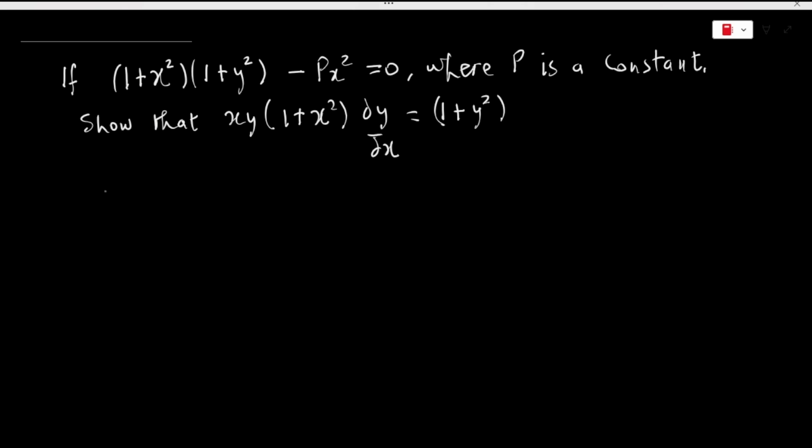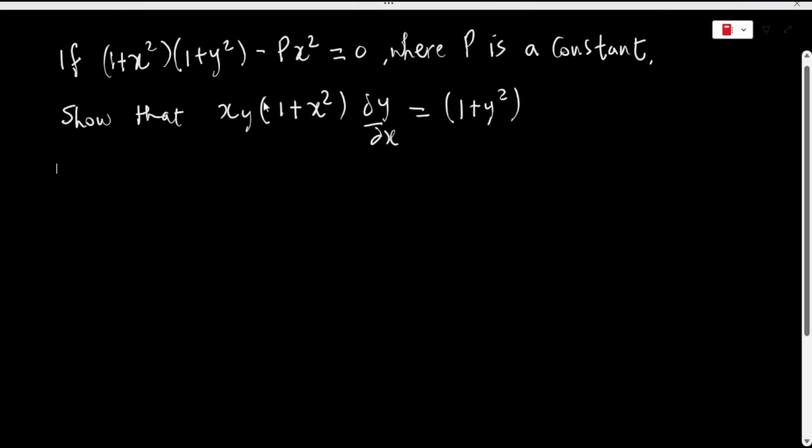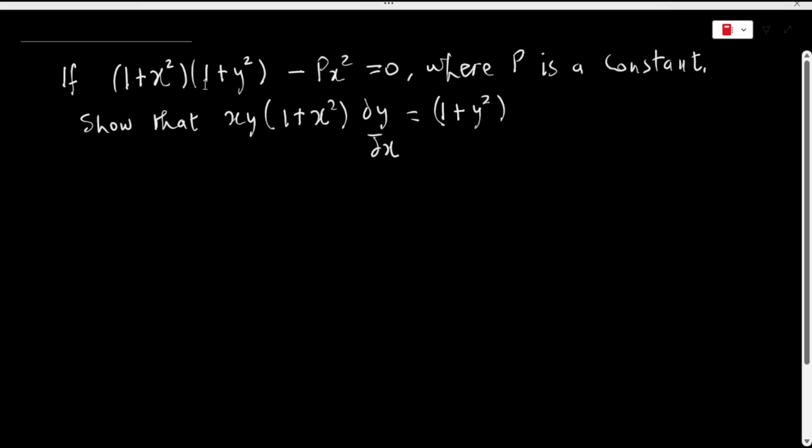We have a question on differentiation of implicit functions. (1 + x²)(1 + y²) − p² = 0, where p is a constant. We are supposed to show that xy(1 + x²) dy/dx = 1 + y². So let's go ahead with the solution.